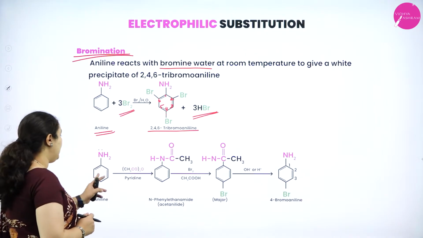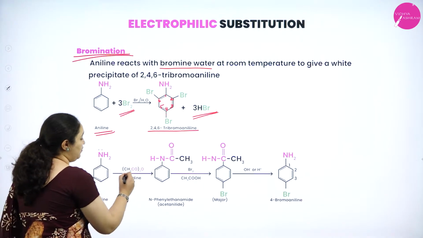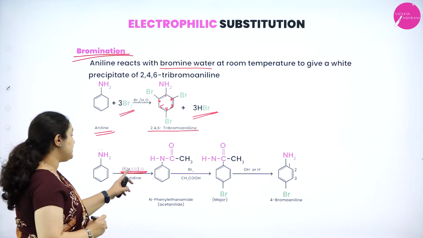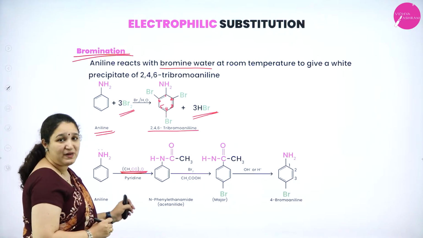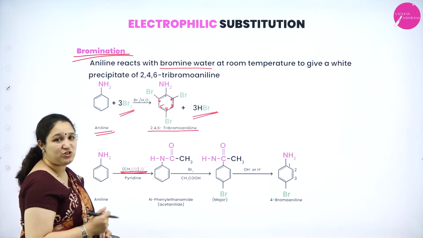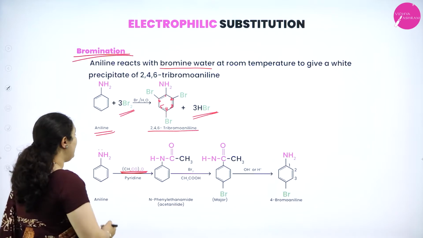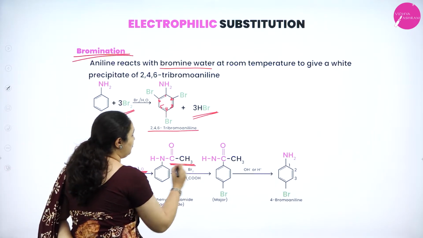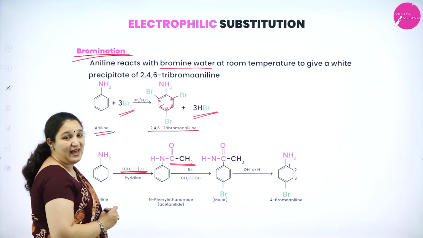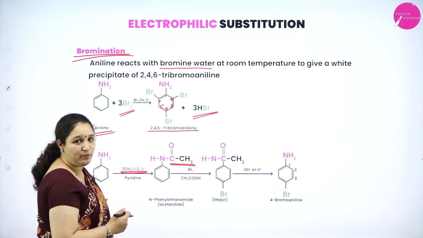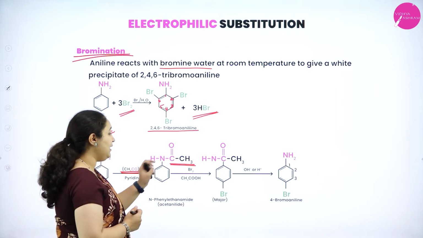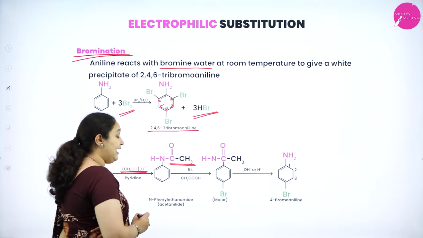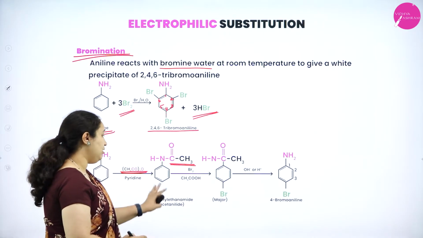So how do we do that? Aniline is first treated with acetic anhydride, that is (CH3CO)2O, in the presence of pyridine, and an acetylation reaction will happen. So what will happen from here? H will be removed and instead of that, the acetyl group, that is CH3CO group, is added to the NH2 group. So you will get N-phenyl ethanamide.